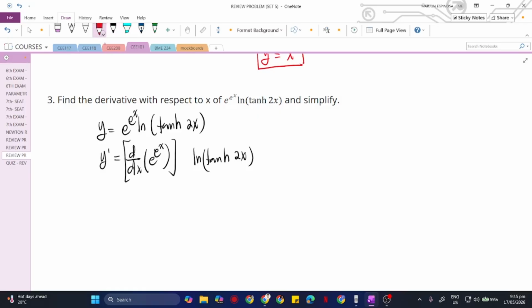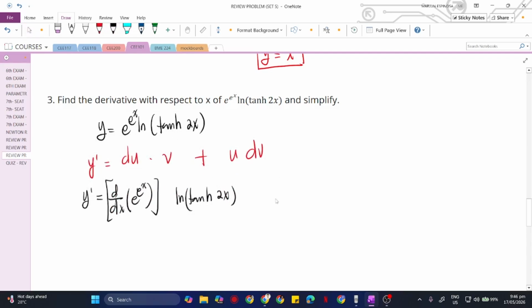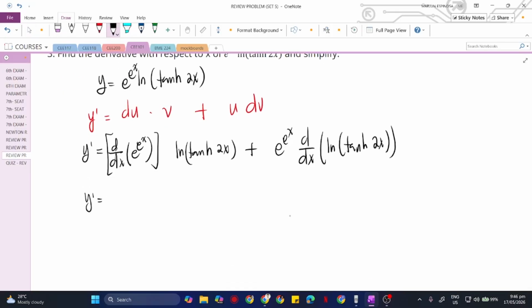Okay, this is basically our du. du times v plus u dv. That will be our product rule, if you remember. And so this one will be, let me just put it here for a while. So plus, copy u, t raised to the power of x, then the derivative of ln of tan hyperbolic 2x. Okay, that's it. So now let us just take the derivative of e raised to the power of ex.